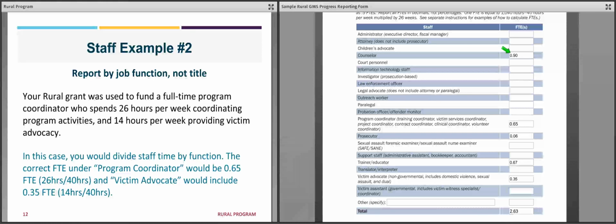The correct FTE under program coordinator would be 0.65, and that is the 26 hours divided by 40 hours. And then in victim advocate, you would report 0.35, which is the 14 hours divided by 40 hours.